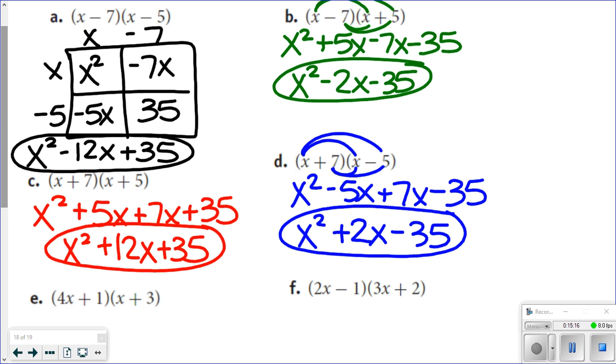Okay, in letter A, they were both negative. In C, they were both positive, and look at the difference in the answer. In B, the 7 was negative, 5 was positive. D, 7 was positive, 5 is negative, and we get two different answers here. So similar answers, but different because of the signs.